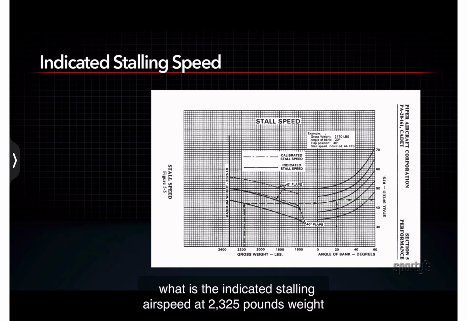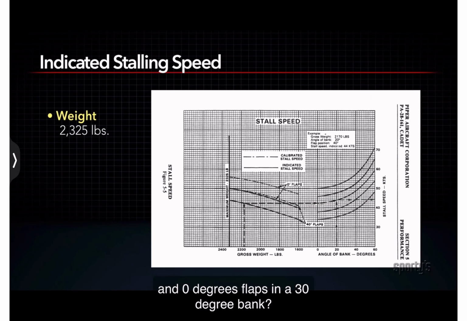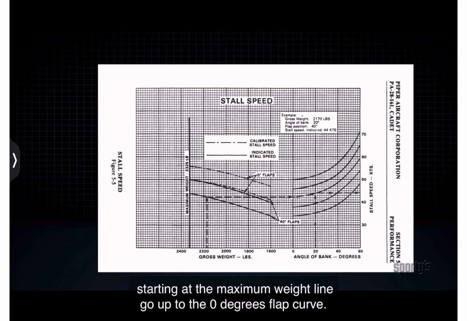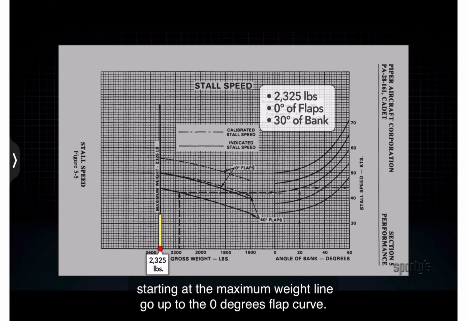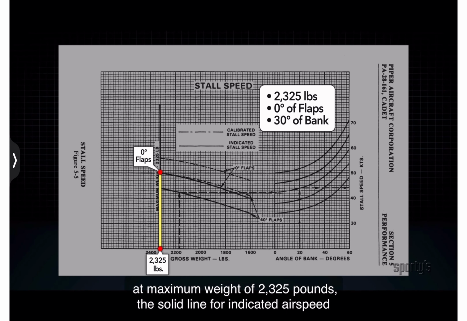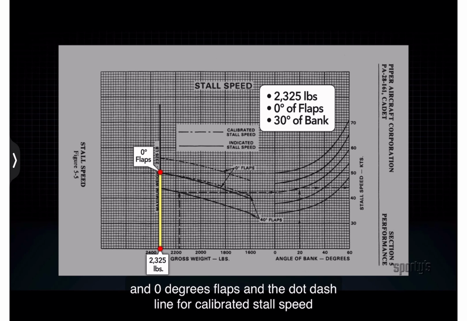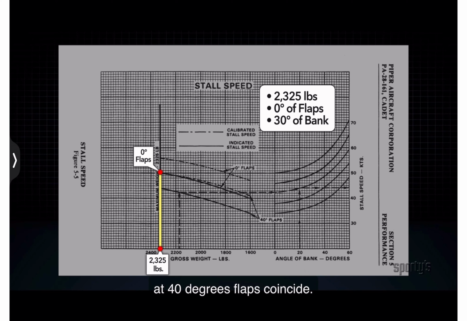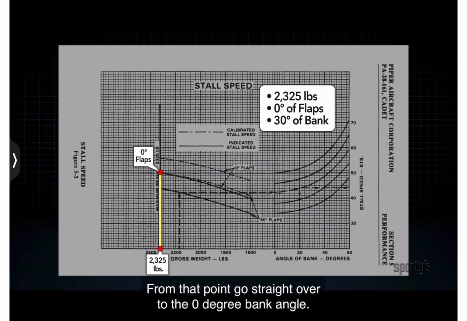What is the indicated stalling airspeed at 2,325 pounds weight and 0 degrees of flaps in a 30-degree bank? Starting at the maximum weight line, go up to the 0-degree flap curve. At maximum weight of 2,325 pounds, the solid line for indicated airspeed and 0 degrees flaps, and the dot-dash line for calibrated stall speed at 40 degrees flaps coincide.